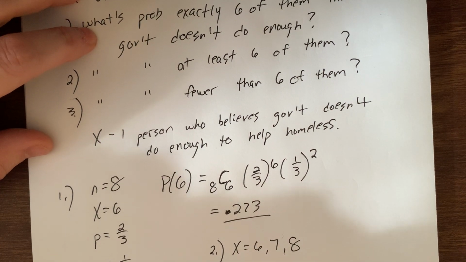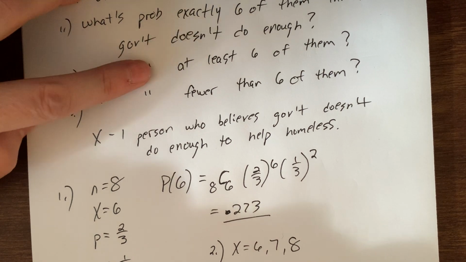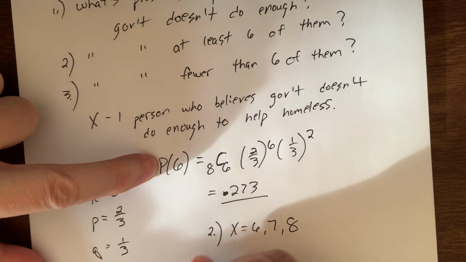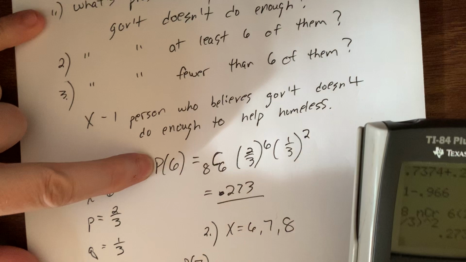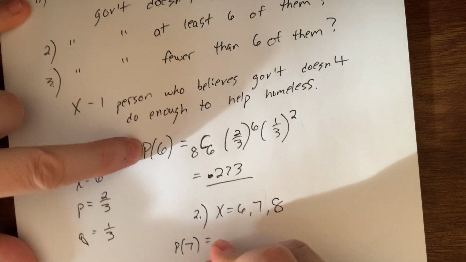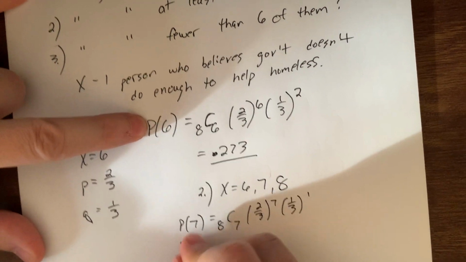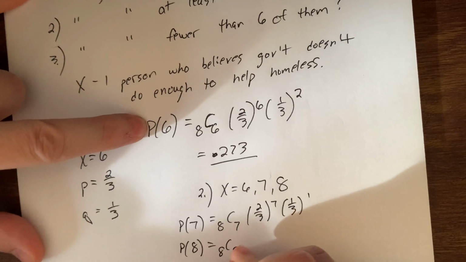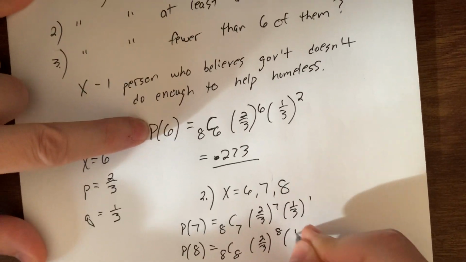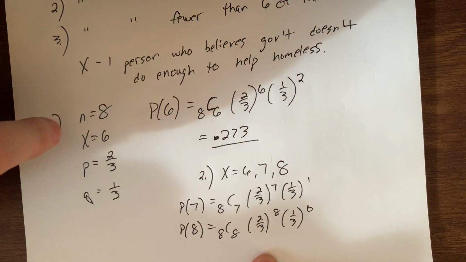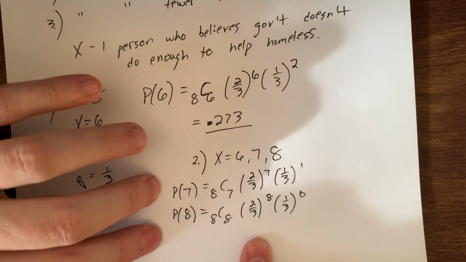If you need at least a 65 to pass the exam, well, getting a 65 or anything bigger will pass. So that's the big thing, just to pay attention to those extra words. So at least 6. Now I've got 6, 7, or 8. Well, I already did the probability of 6, so let me do the probability of 7. 8C7, 2/3 to the 7th, 1/3 to the 1st, and the probability of 8, 8C8, 2/3 to the 8th, 1/3 to the 0. I know I went through that a little quickly, everybody. Take your time. Make sure go back, plug those in, but I'm just trying to get to the answer here.